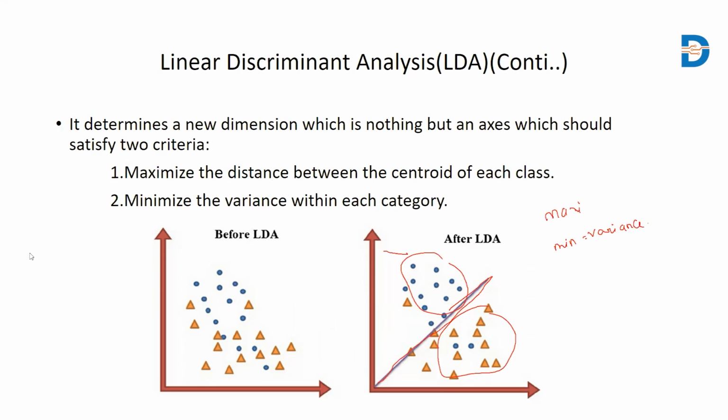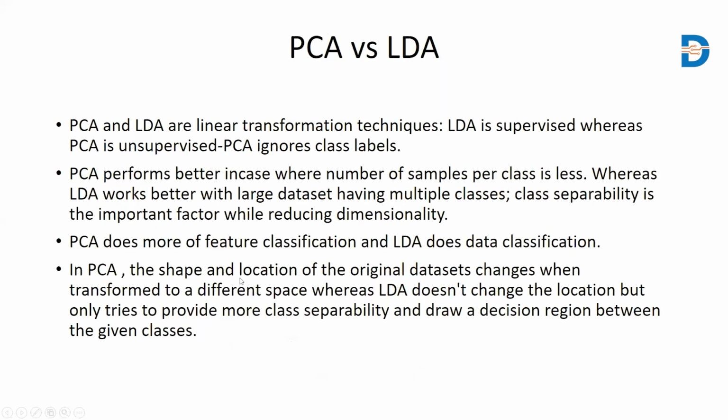Now, what is the difference between PCA and LDA? PCA and LDA are both linear transformation techniques, but LDA is supervised whereas PCA is unsupervised. PCA ignores class labels, whereas LDA takes the class labels. PCA performs better where the number of samples per class is small, whereas LDA works better with large data sets having multiple classes. That means if we have more than two classes, it is better to take LDA.